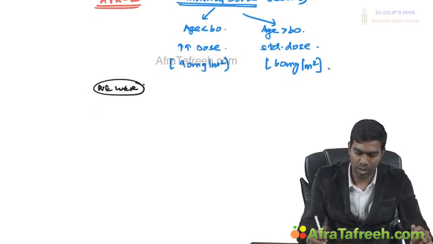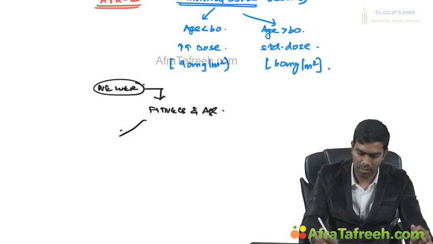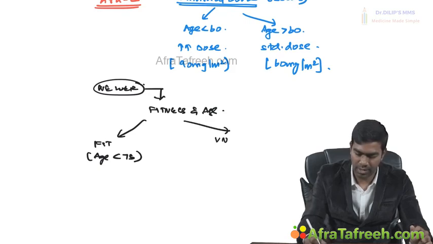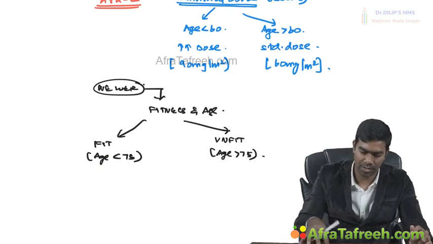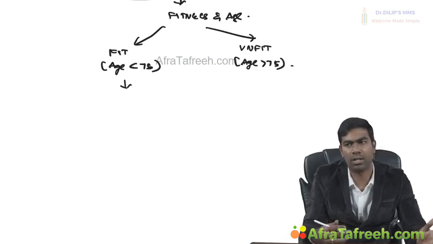Newer regimens, what you can do depends on the age, see the fitness and age. Remember, fit cases, typically if age is less than 75, we call them as fit, or unfit cases, typically we call them as age more than 75. So for fit cases, you can use your different targeted therapies.